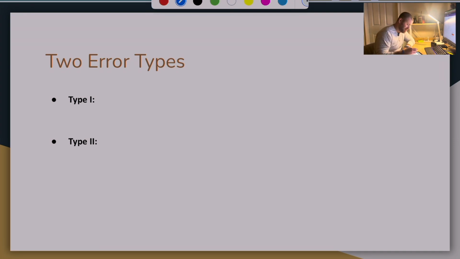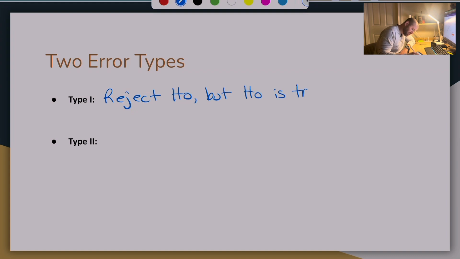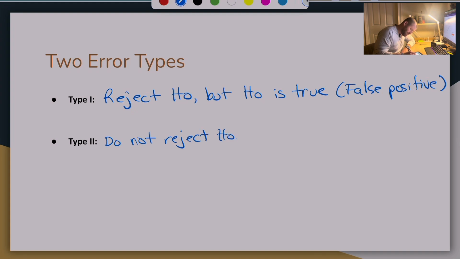A type 1 error is when we reject the null hypothesis, but the null hypothesis is true. Think about this as a false positive. That is the way that I like to think about it. A type 2 error is when we do not reject the null hypothesis, but the null hypothesis is false. So in this case, this is the equivalent of a false negative.